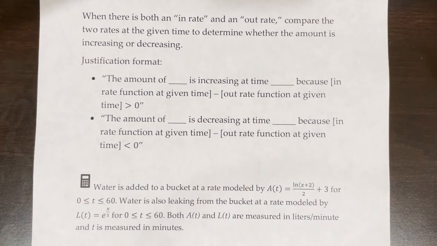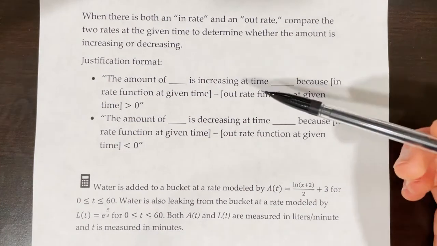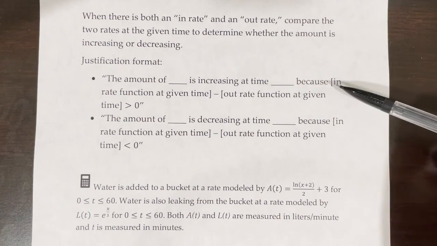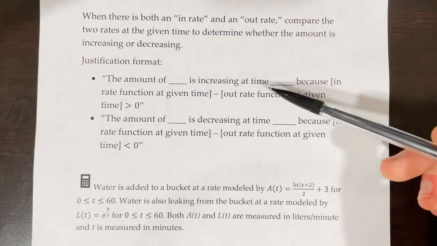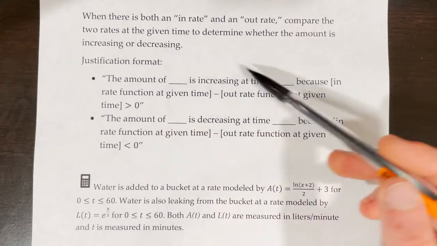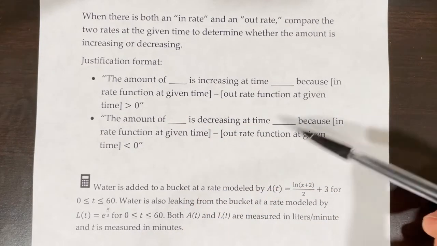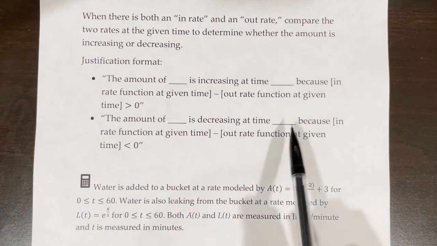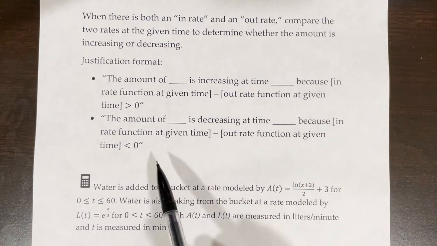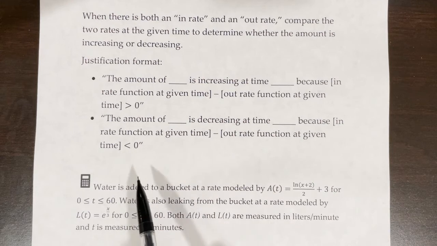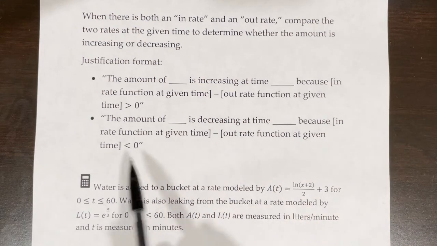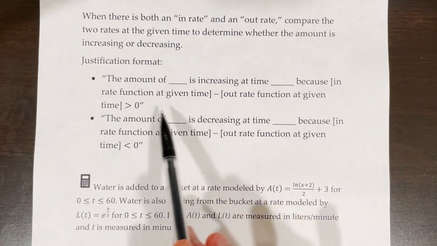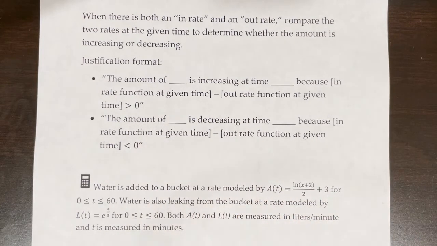The number of blank is increasing at time t equals whatever they gave you because the in rate minus the out rate at those times is greater than 0. Or we could say the amount of the stuff is decreasing at time t equals something because the in rate minus the out rate is less than 0. So if the in rate minus the out rate is less than 0, it's decreasing. If the in rate minus the out rate is greater than 0, the number of things or the amount of stuff is increasing.